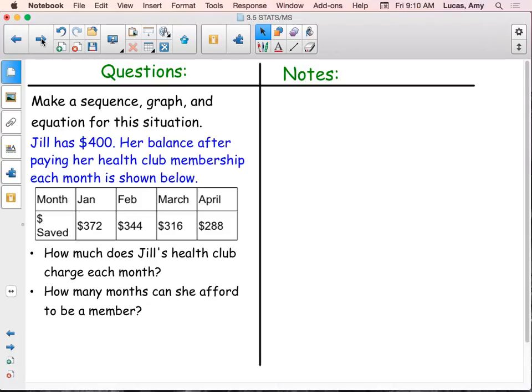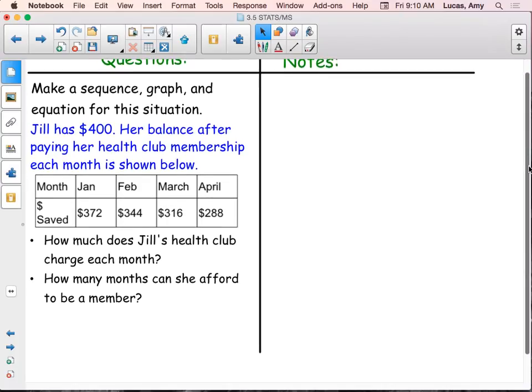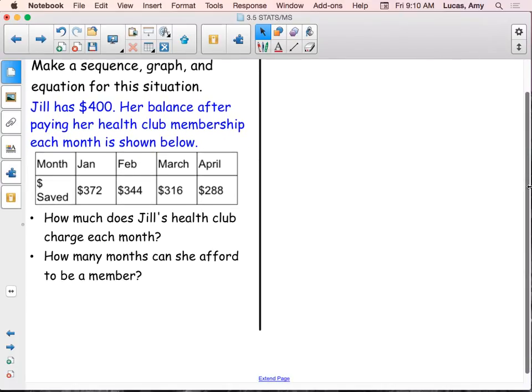Example number 3, make a sequence graph and equation for this situation. So we have a table again. Jill has $400. Her balance after paying her health club membership each month is shown below. So we have our table with January, February, March, and April again. The amounts of money this time are going down each time. And then we have two questions. How much does Jill's health club charge each month? And how many months can she afford to be a member?